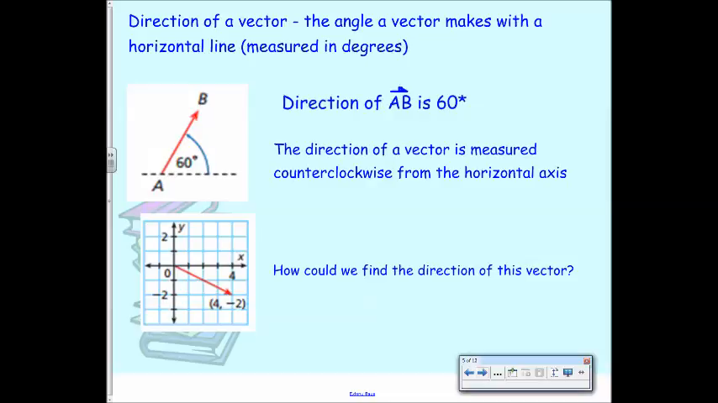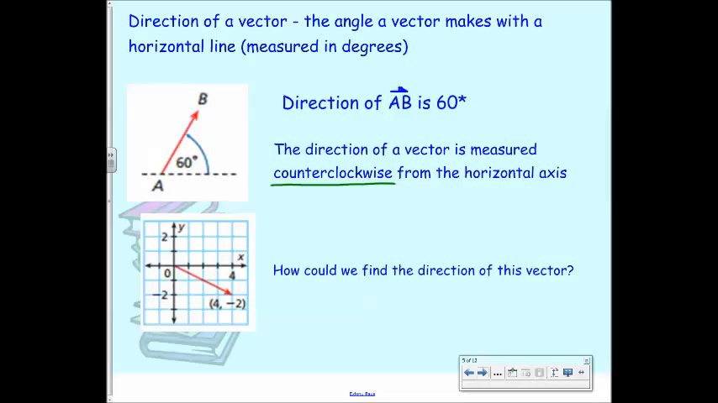The direction of a vector is the angle a vector makes with a horizontal line. So take a look at this. The direction of vector AB is 60 degrees because here's our horizontal line, and this angle measures 60 degrees. So the direction of the vector is 60 degrees. The direction is just the measure of this angle, and it's measured counterclockwise, which means like if this were our clock, we're going backwards from the horizontal axis. All right, counterclockwise from the horizontal axis.